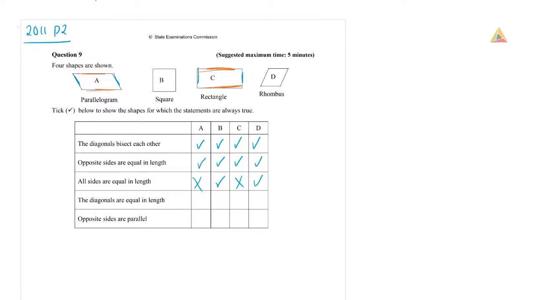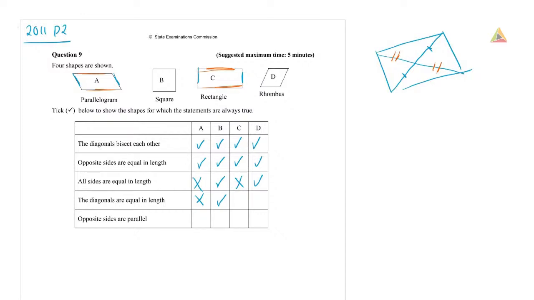So then all diagonals are equal in length. Let's have a look at the parallelogram first. Okay, this one is not true for a parallelogram, and I'm going to show you here. I'm just going to draw a diagram. Okay, so if we were to draw a diagonal there and a diagonal here, this diagonal would be equal to this diagonal. But this diagonal, not necessarily. So this one would be equal to this one. But they're not all the same in length. Okay, so that's a no for that one. For a square, the diagonals are all equal in length. So we'll put a tick on that one.